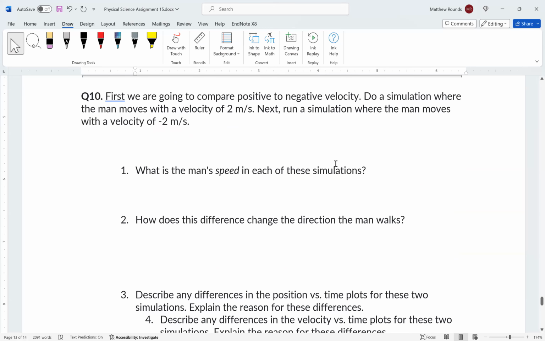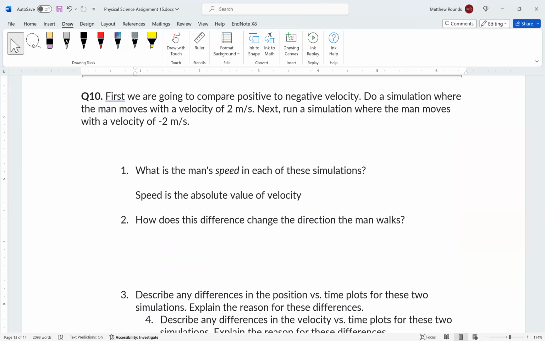Okay, what is the man's speed in each of these simulations? Speed is the absolute value of velocity. Speed doesn't care what direction you're going, whether you're going north, south, east, or west. When you look at the speed in your car, it's telling you how fast you are going, not the direction you're going.